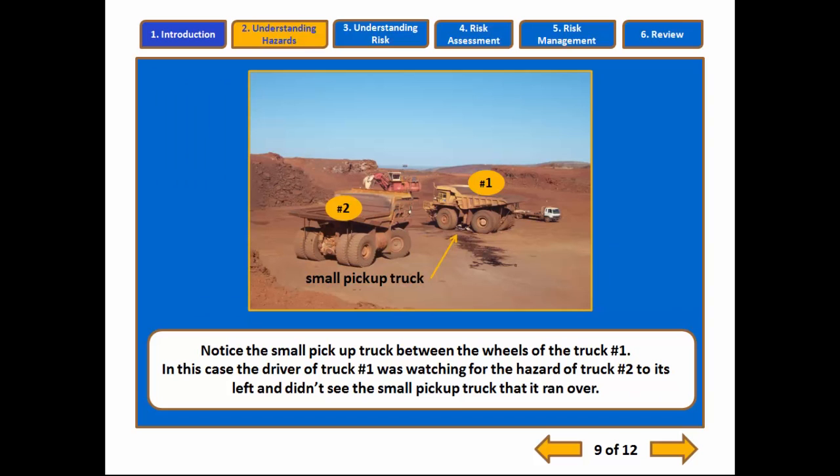If you look closely at the picture, you can actually see that crushed under the wheels of truck 1 is a small pickup truck. The operator of truck 1 was focused on seeing truck 2 to his left and didn't realize that there was a small pickup truck in front of him until he'd driven over it. So once again, visibility plus all the other distractions and concerns on a work site can lead to very real problems.